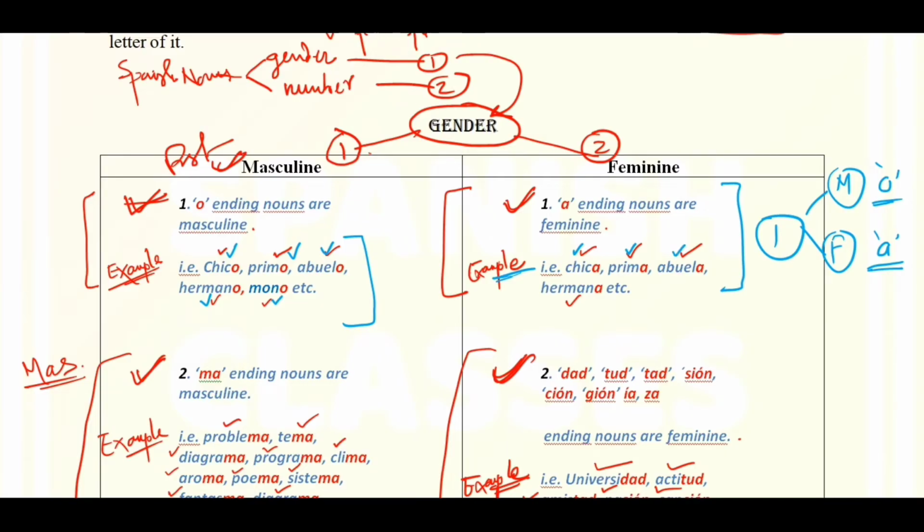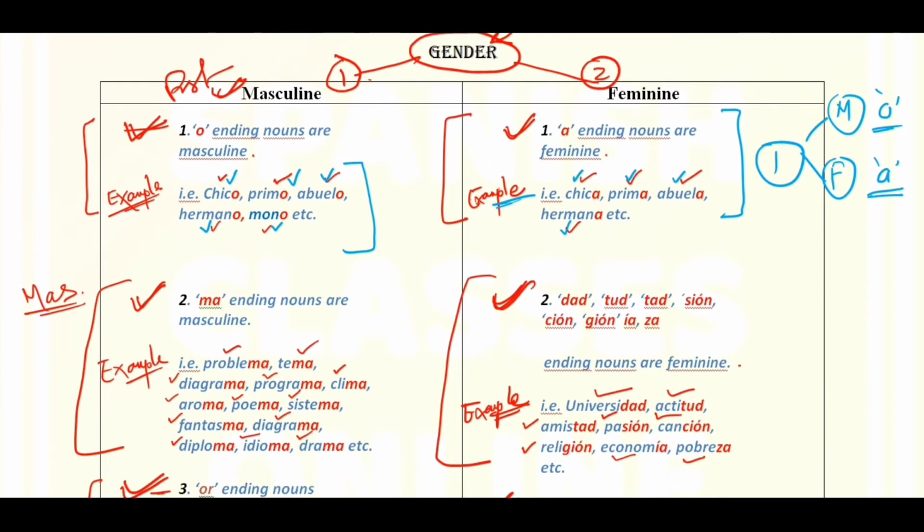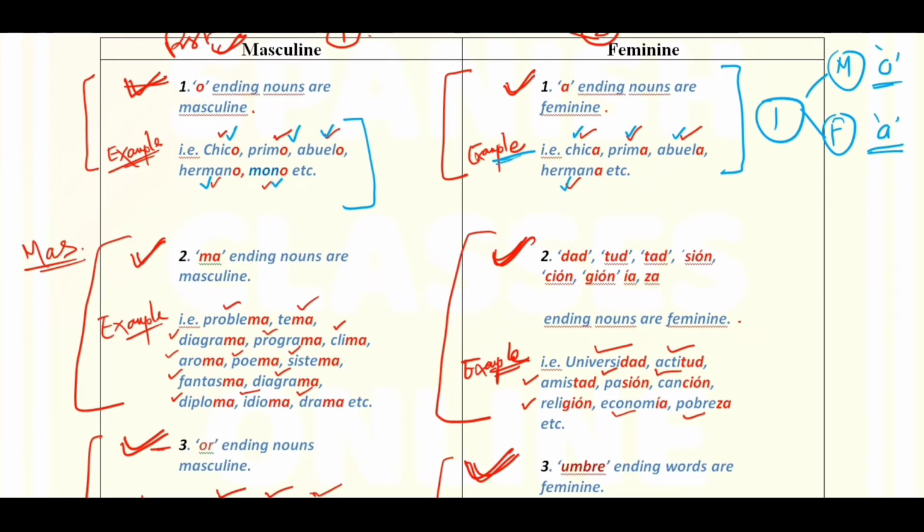But this time, look. If we go to point number 2, what do we find? We find MA-ending nouns are masculine in nature. I'm writing here point number 2.